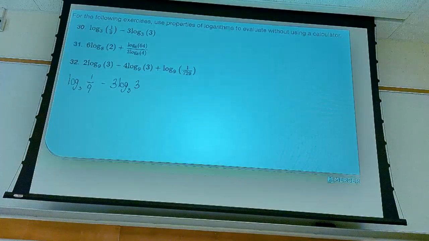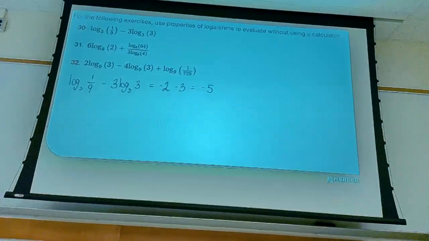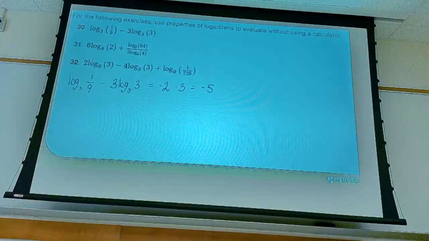How would you make 9 into 1/9? Negative 2. Right? Oh, what's log base 3 of 3? 1. That's just 1. That is negative 2 minus 3, which is negative 5. And that one required no work whatsoever. Now comes the fun one.